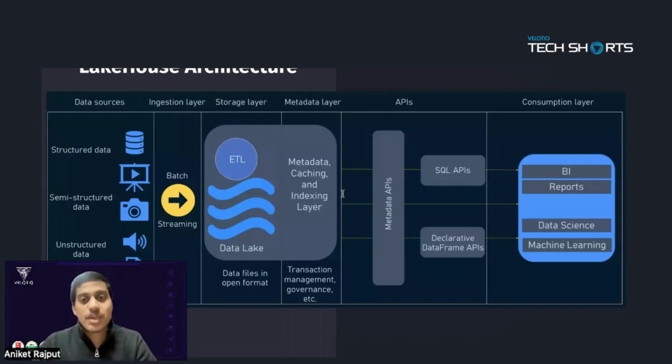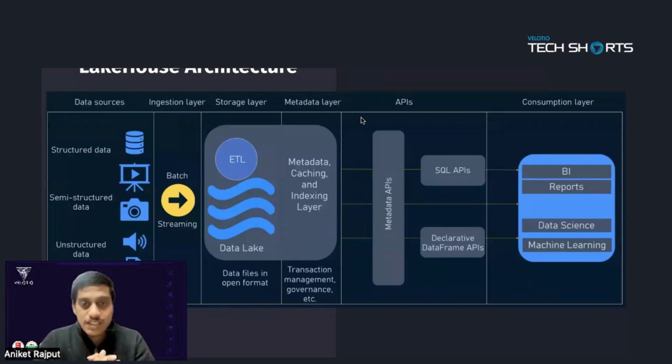The next layer is the API layer. The API layer provides purpose-built components to perform a variety of transformations, including data warehouse style SQL, big data processing, or near real-time ETL. So this layer is responsible for converting your raw data into ready-to-consume data.